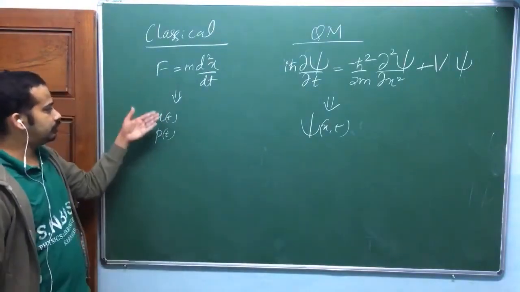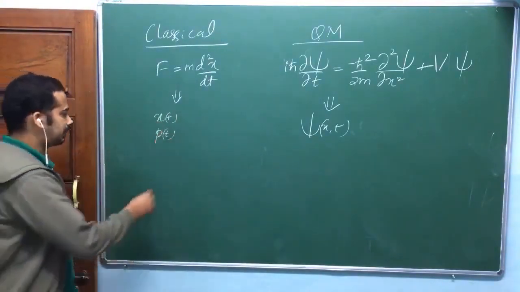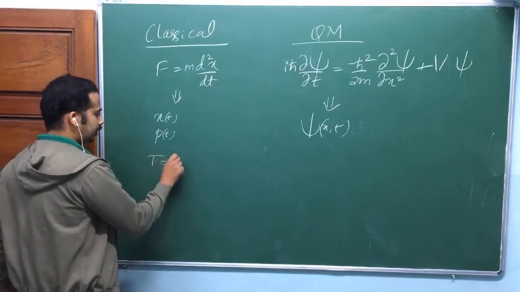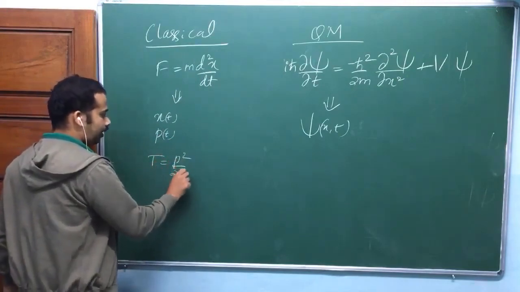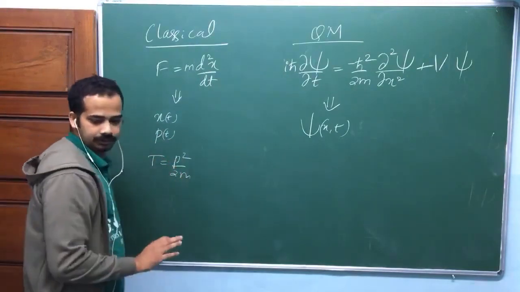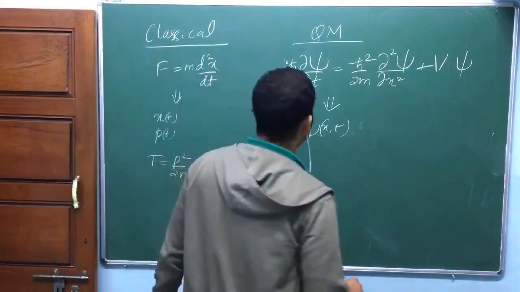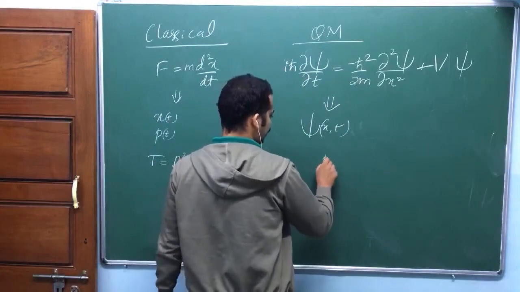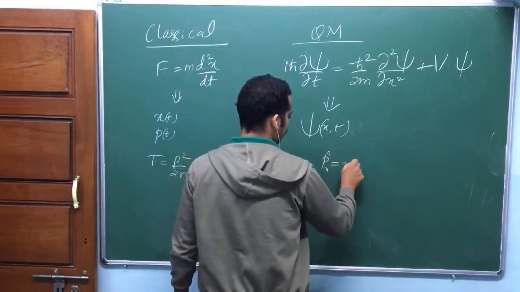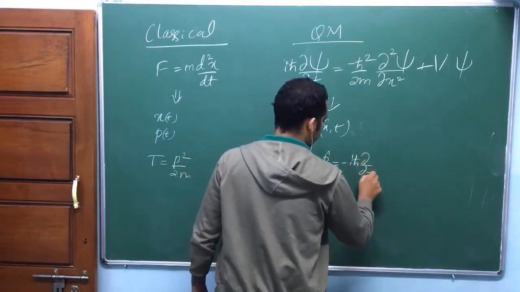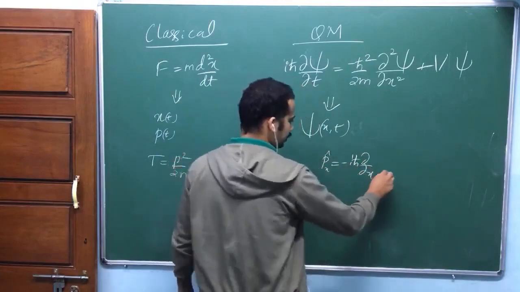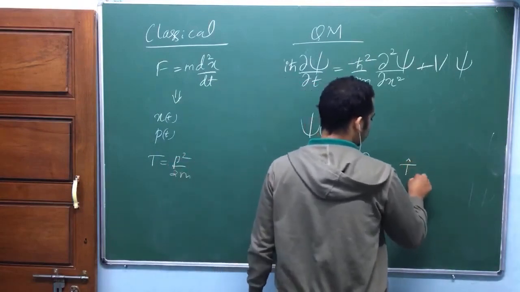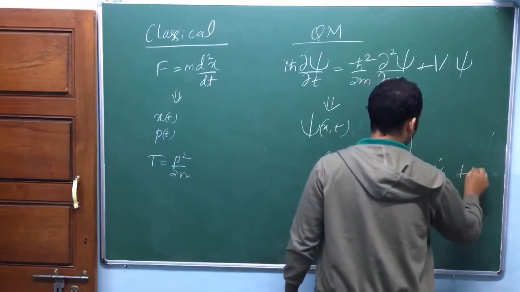But in classical physics, if you solve this one, you will directly get position, momentum, kinetic energy. Am I right? T you can write as p square by 2m. Not cap here. I'm not writing cap here. So in quantum mechanics, you are going to define operators. Am I right? Px cap is equal to minus i h bar dou by dou x. So similarly, you can define T cap, you can define V cap, you can define H cap, isn't it?